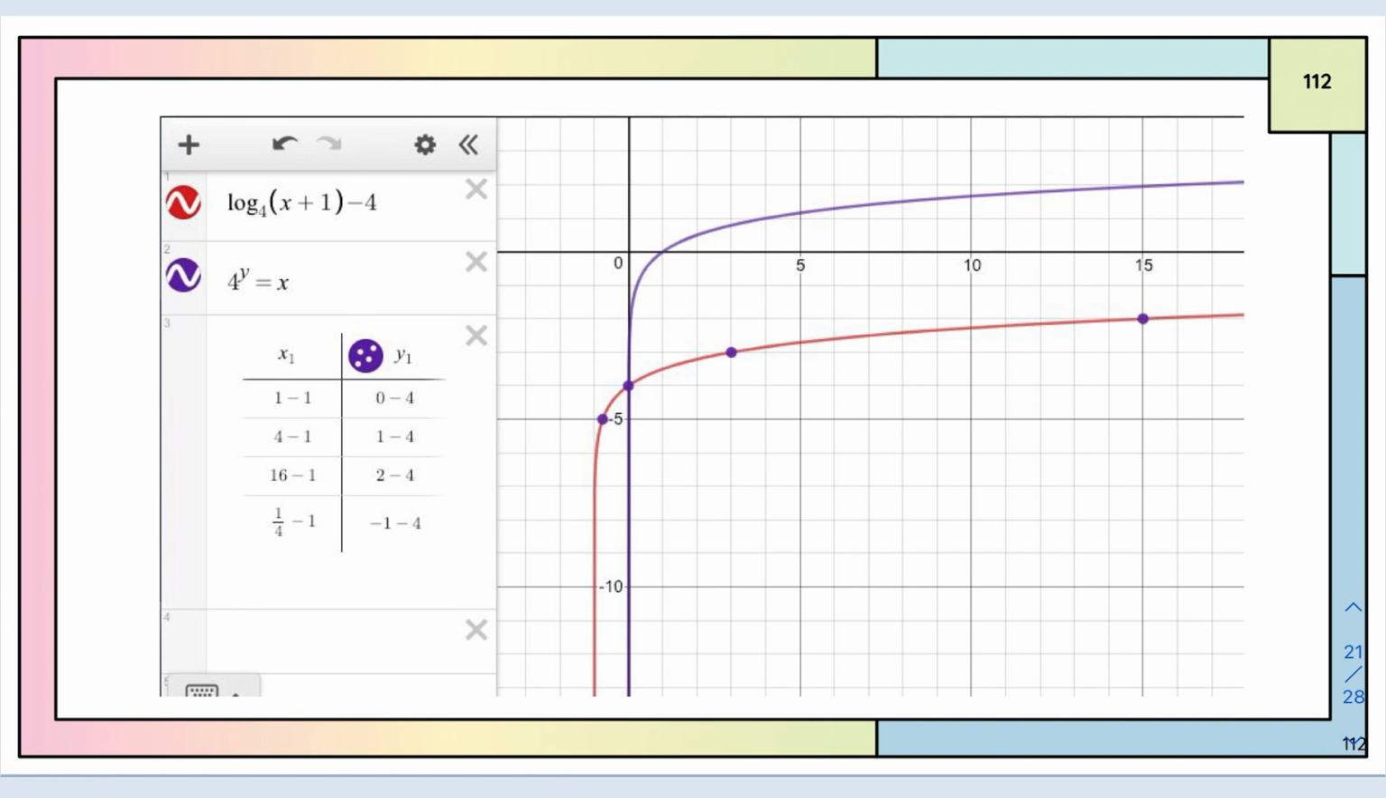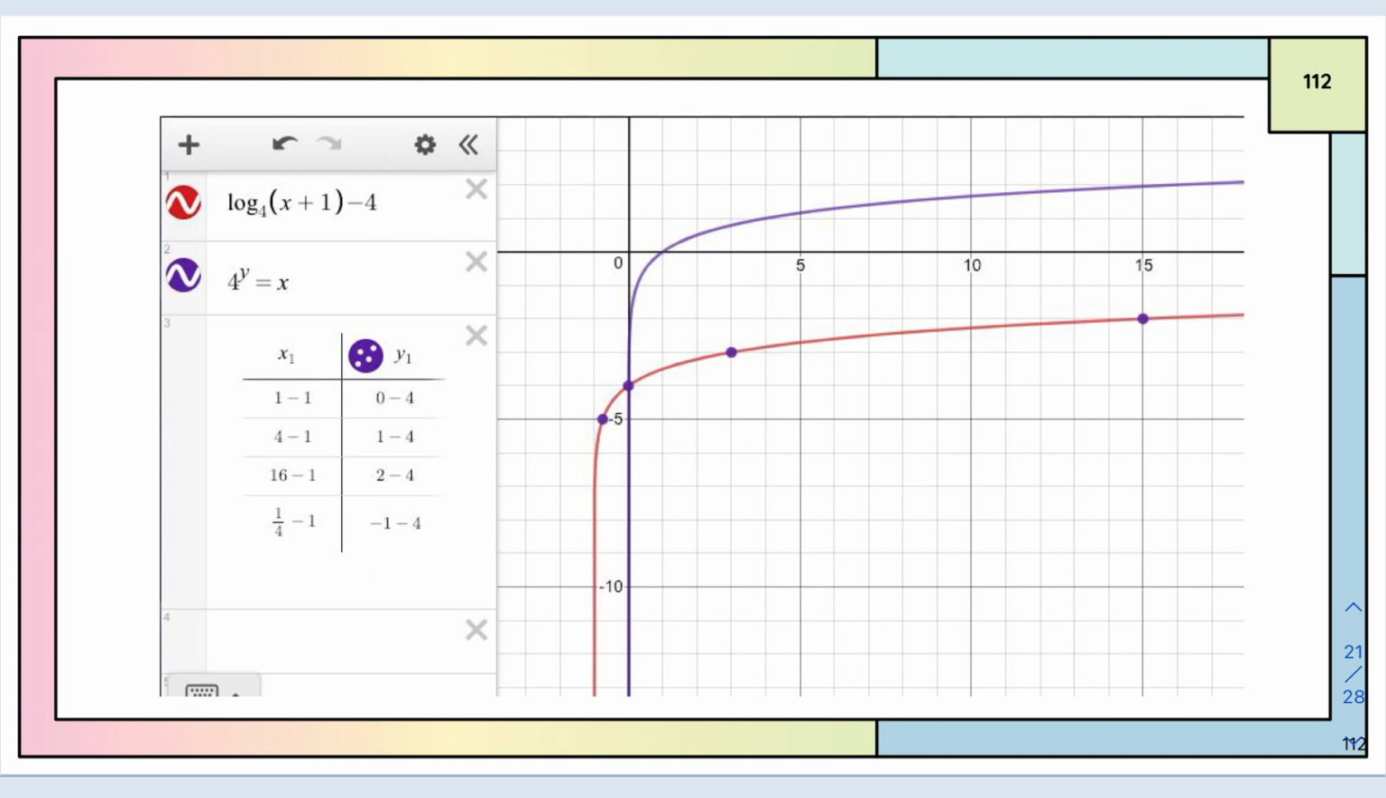All right, here is an example just showing you that the transformations of functions work exactly the same way that they worked with exponential functions. So I have log base 4 of x plus 1 minus 4. My parent function is going to be 4 to the y equals x. I'm going to input negative 1, 0, and 1 into my y because that's what my exponent is. And then I'm going to evaluate my x values there.